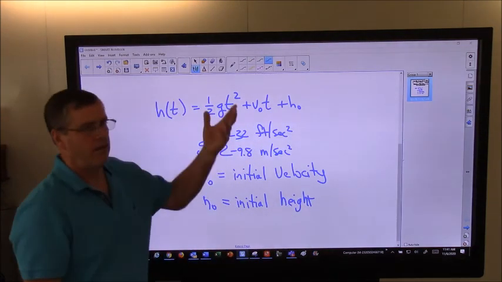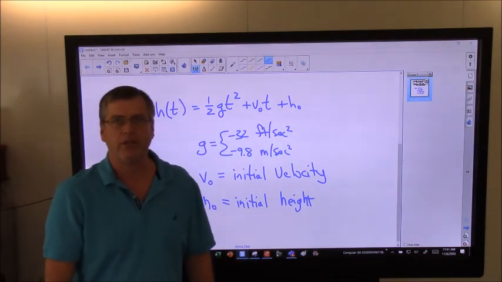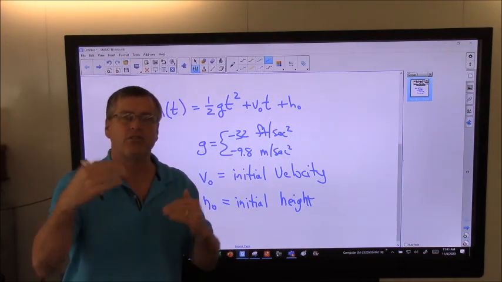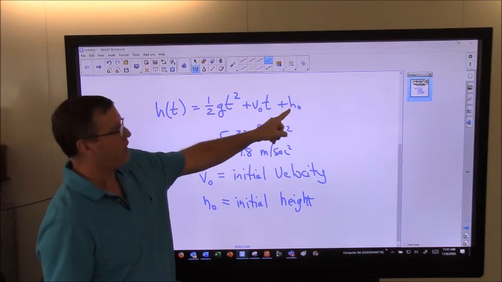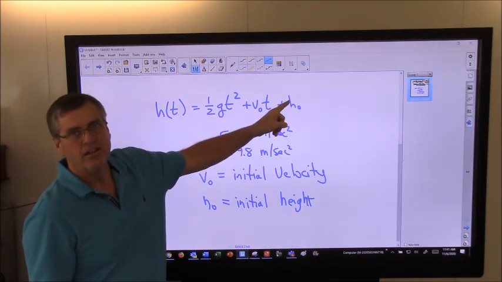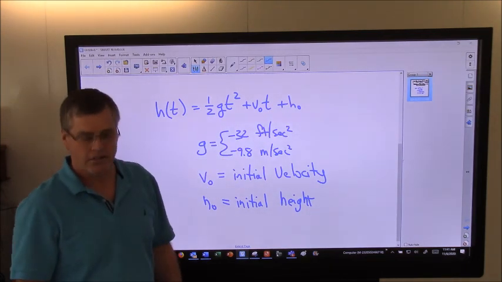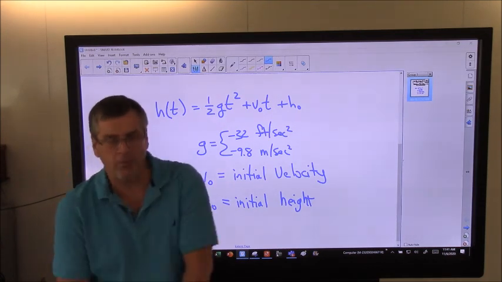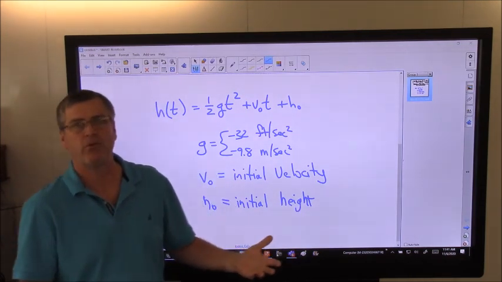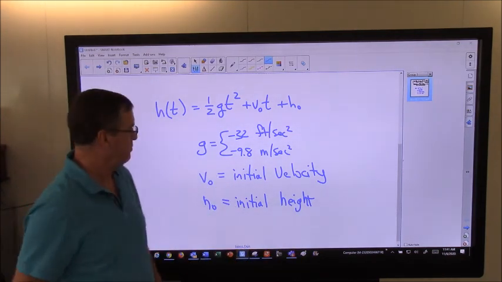So if I'm standing on a 30-story building, it's about 10 feet per story, that's 300 feet, that's my initial height. Okay? If I'm hitting a golf ball that's sitting on the ground, the moment I hit the ball, if I want to measure its height, its initial height was 0 because it's on the ground.